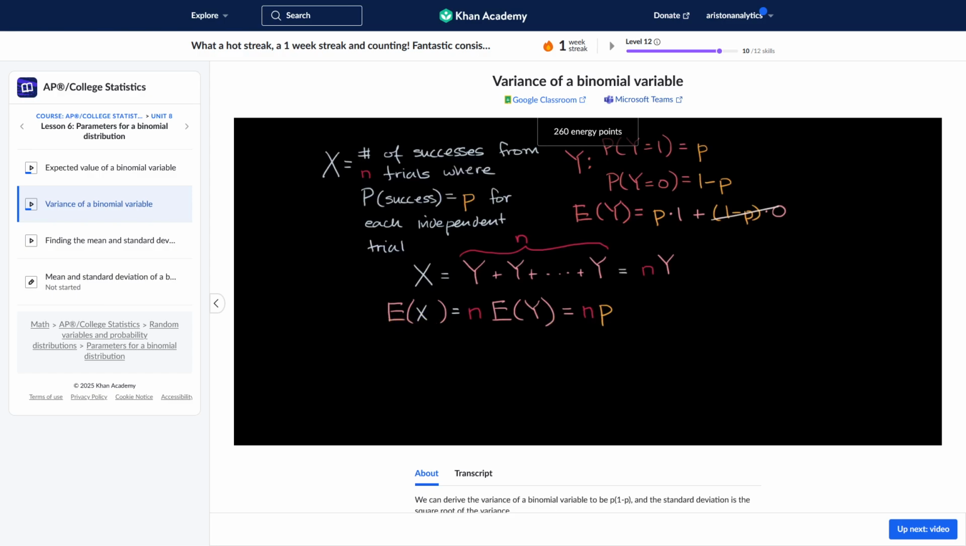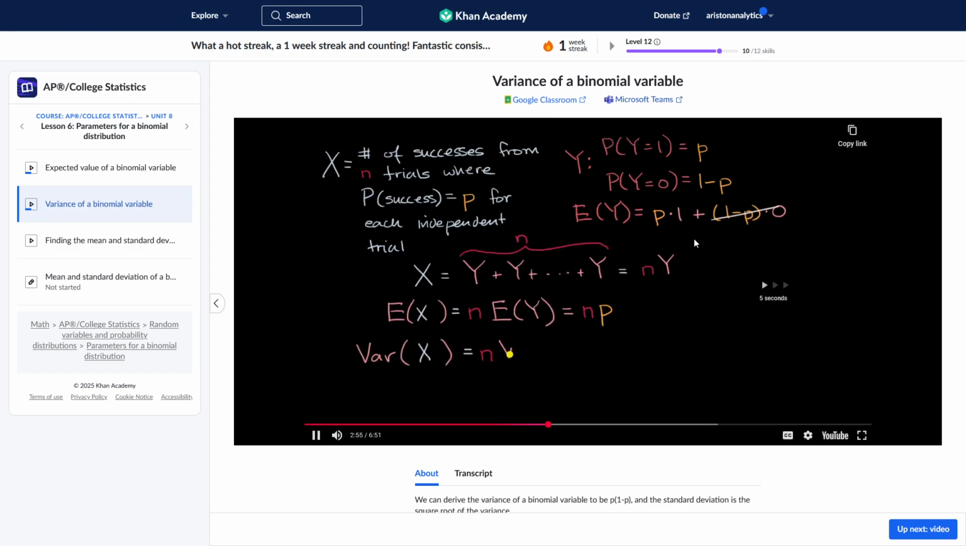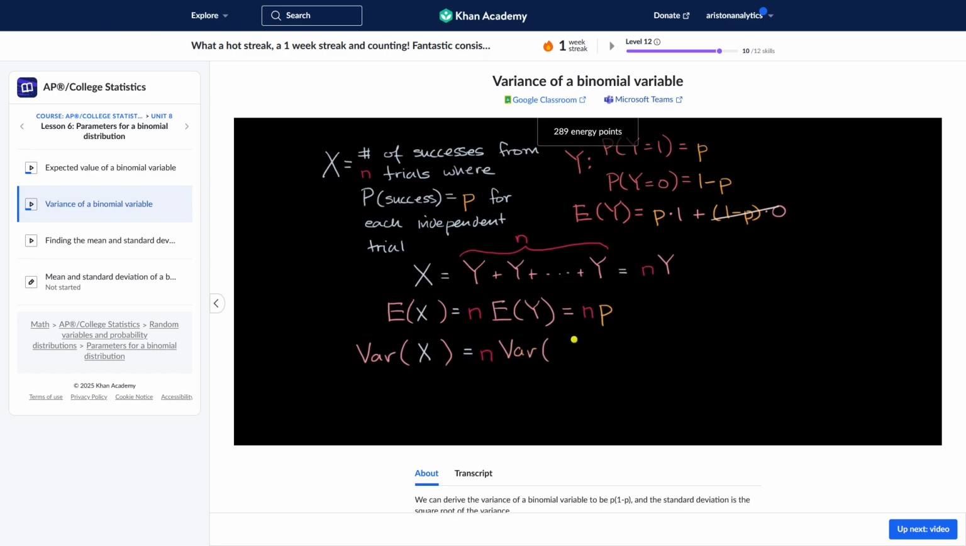Now we're going to do the same idea to figure out what the variance of x is going to be equal to. Because we know from our variance properties, similarly, that it is the sum of the variances of these n y's. So it's going to be n times the variance of y.